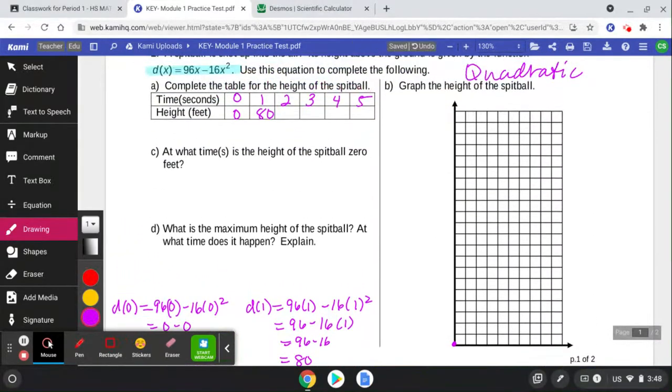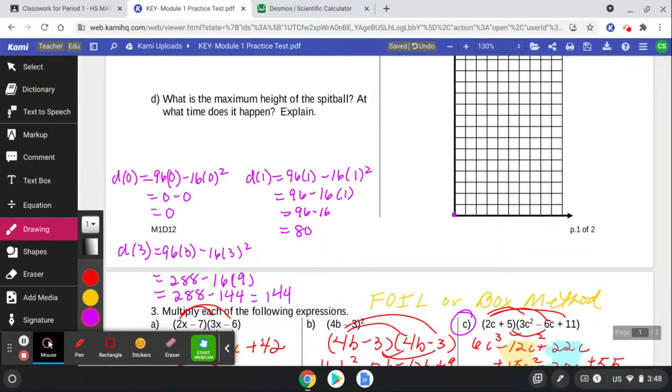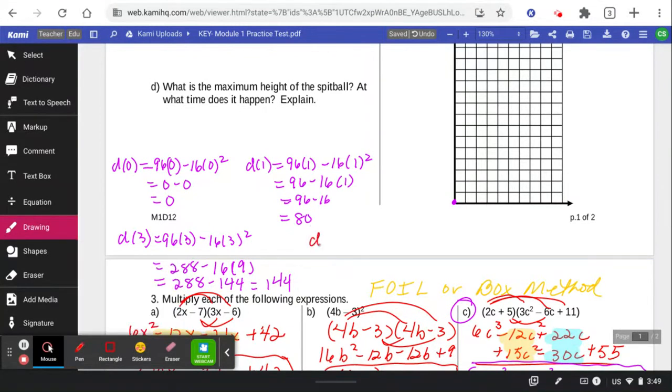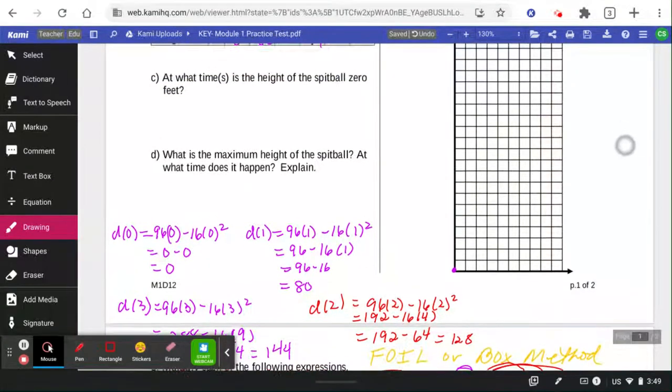And I just realized I did D of 3 and I skipped D of 2, so I'll go back and do that one now. D of 2 equals 96 times 2 minus 16 times 2 squared. 96 times 2 is 192, minus 16 times 4 because 2 squared is 4. So 192 minus 64, that's going to give me 128.